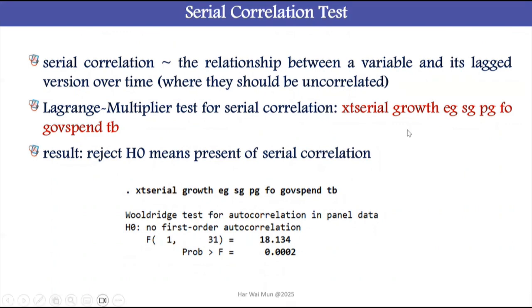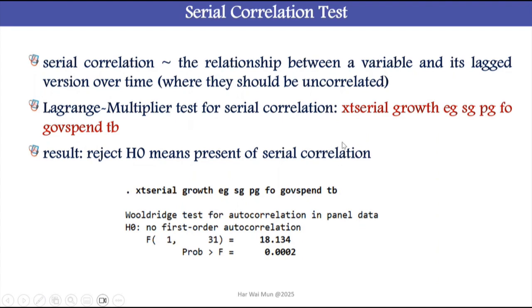So in your fixed effect model, the assumption is that last year and this year are independent. Therefore you have to run the diagnostic test to see whether it's true or not. Okay? If it's correlated, then you have to do the remedies. How to test serial correlation or autocorrelation? You use the LM test for serial correlation.